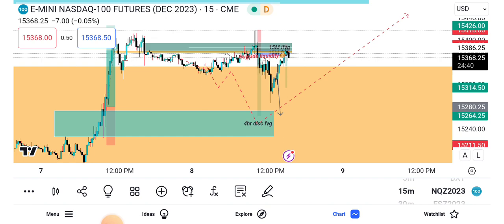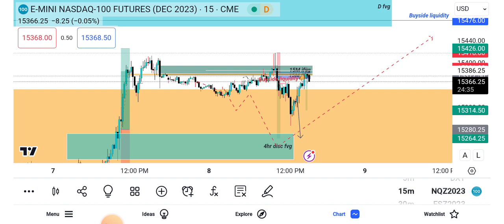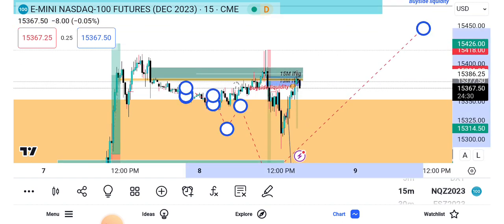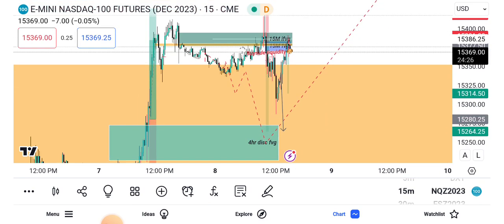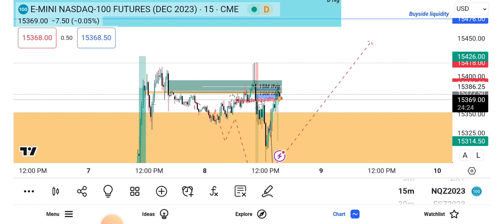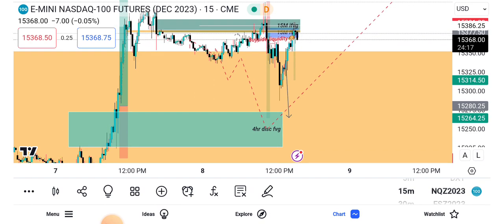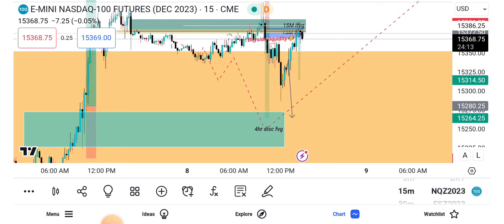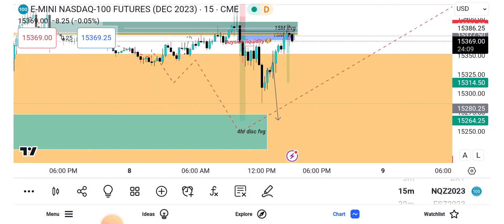What you can see here in my charts, I guess you can view it. This is the Nasdaq. You can see this path that it's trending down, then would reverse up, meaning my bias for today was I want to see price retrace to this 4-hour discount fair value gap. From then I want to see it retrace higher, and let's see how price played out.